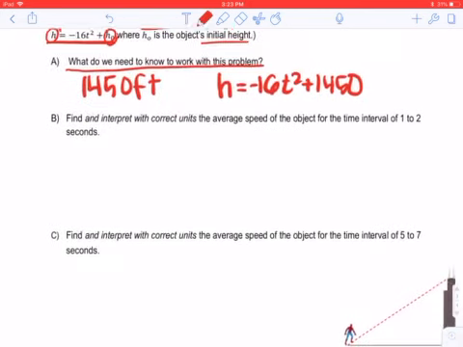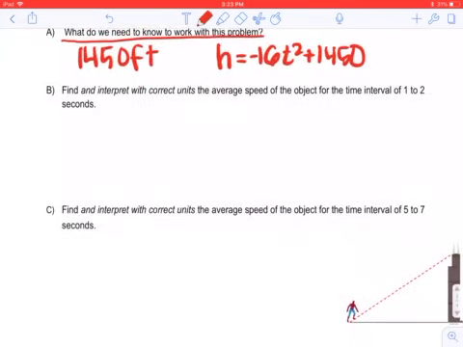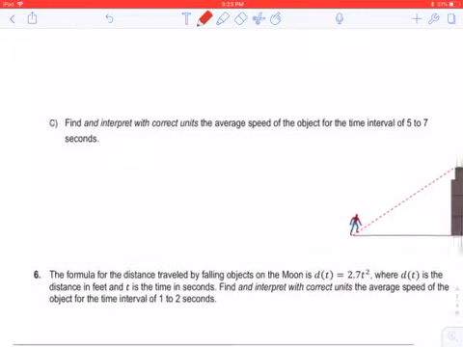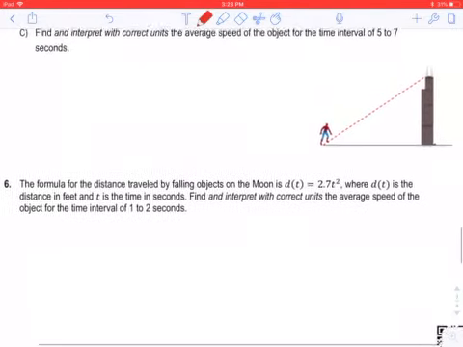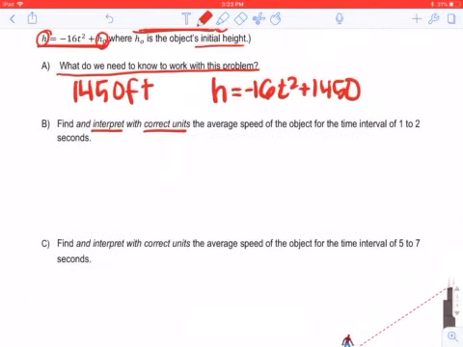So word problems are the same idea here. If you read through it, it looks very similar to the ones that weren't word problems, except it also says that we want you to find and interpret with correct units the average speed of the object. So I'll do that in problem B, and then notice problem C and problem 6 are the same exact thing. So if you just look over those examples when I'm done going over this one, you should be fine.